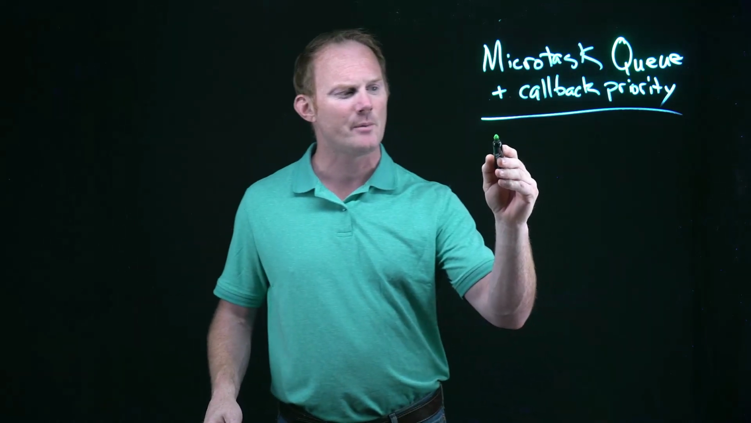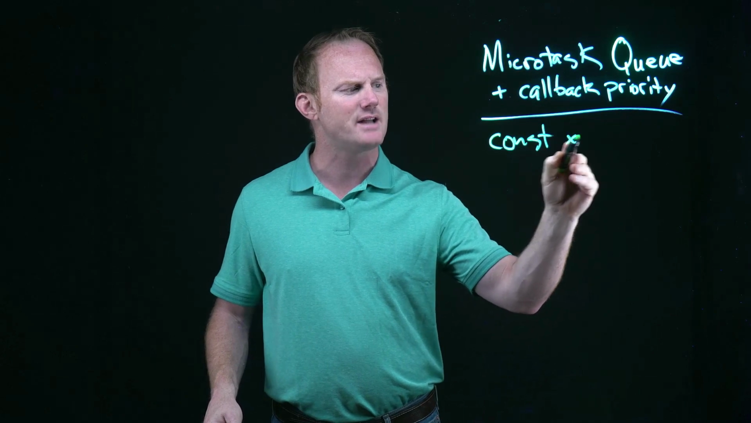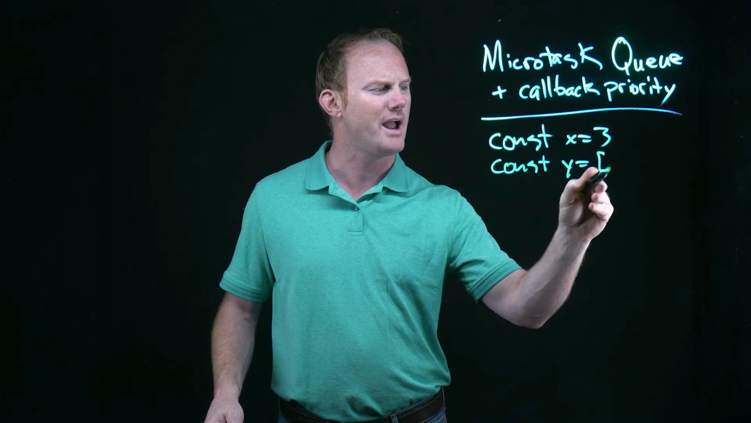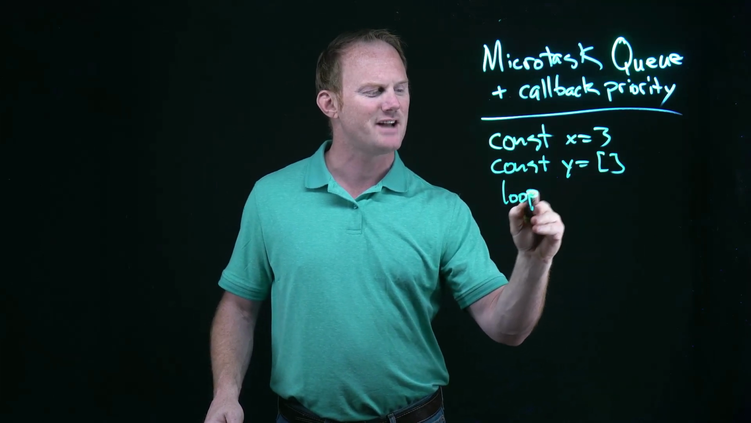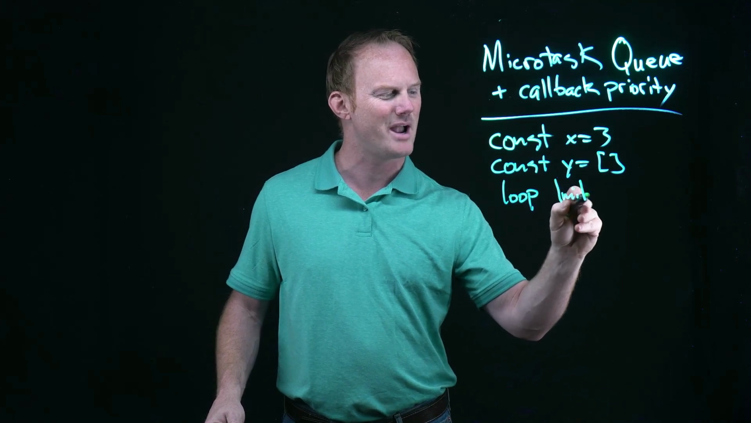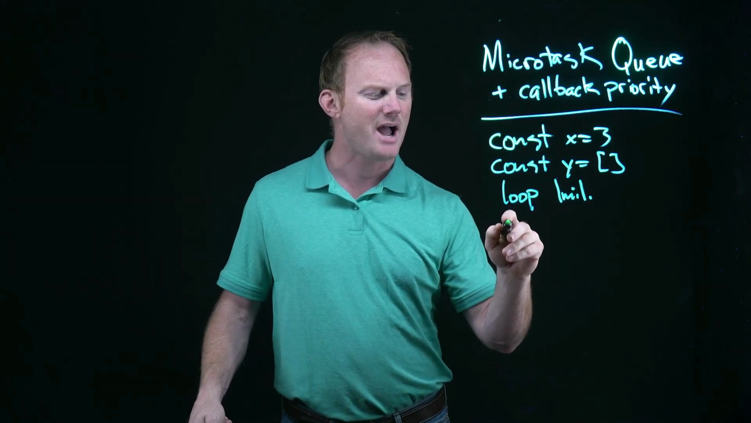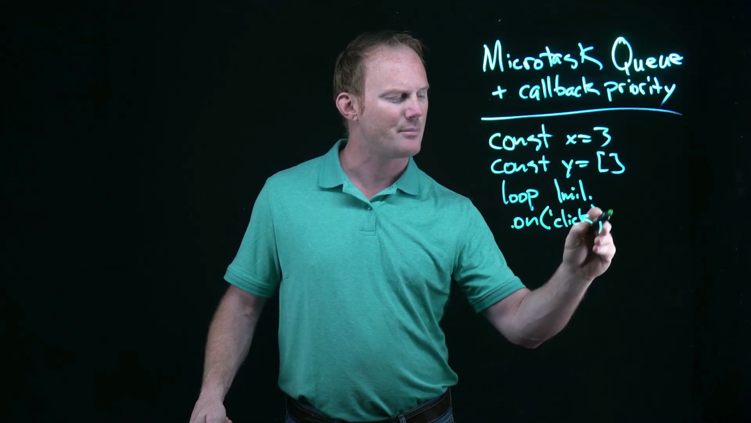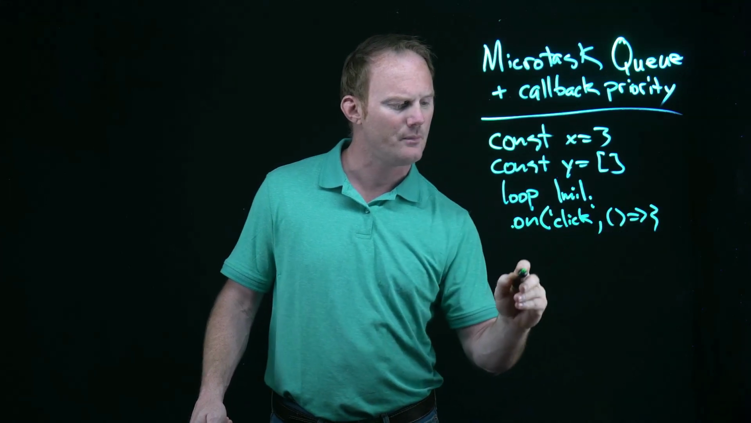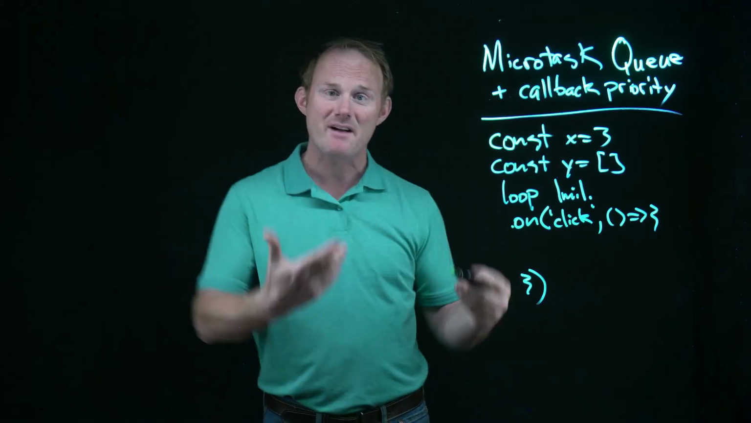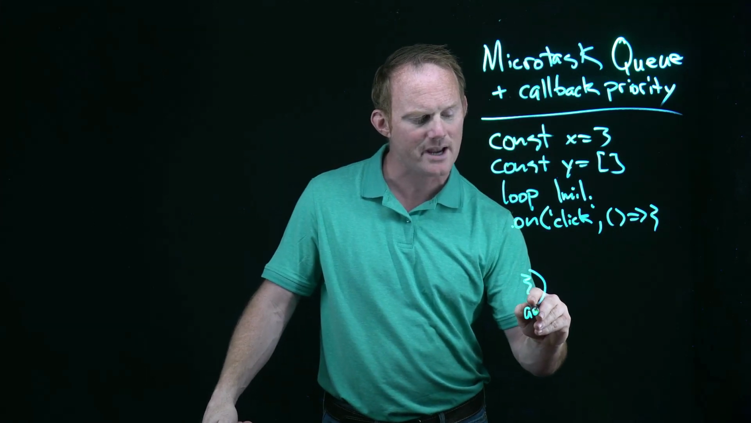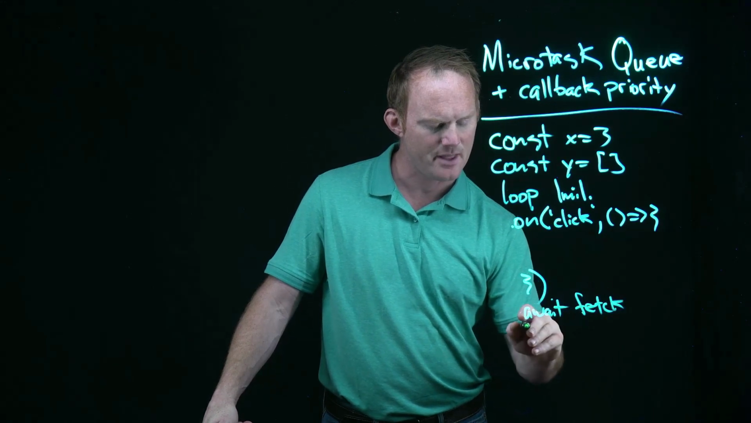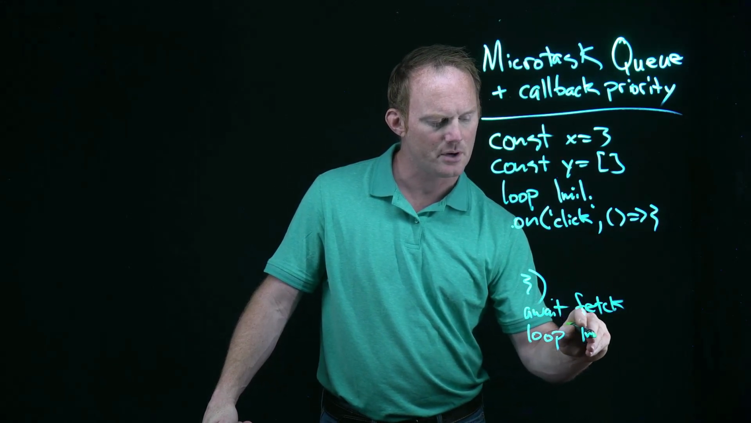Let's say you have a file and you have at the top const x equals 3, and then you have, I don't know, another variable, const y equals an array, and then you have a loop. And this is not valid JavaScript, so please don't think of it that way. We're going to loop like 1,000,000 times. And then you have a click listener. You've got a dot on click. And if that happens, you're going to run a callback like so. And then down below here, we're going to make a fetch request. So we've got an await right here that is going to block. And I'll just put await fetch. And then down here, we've got another loop 1,000,000 times or whatever.